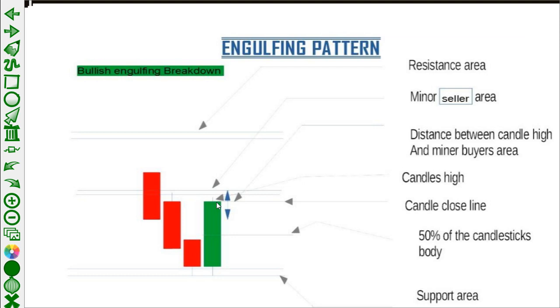But guys, at least for me, when I see a strong candle and there is not enough distance between the minor seller area and the close and high of the candle, I'm not going to take this call option. What may happen next is there might be a small retracement red candle, and then the market will go up.